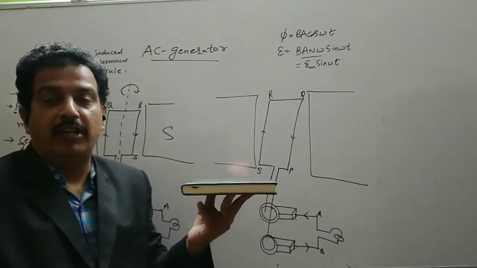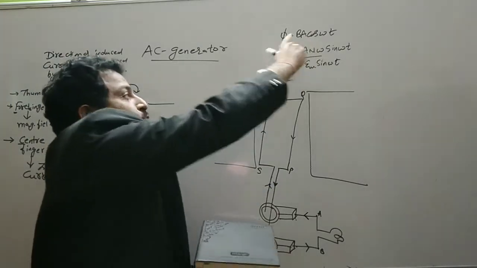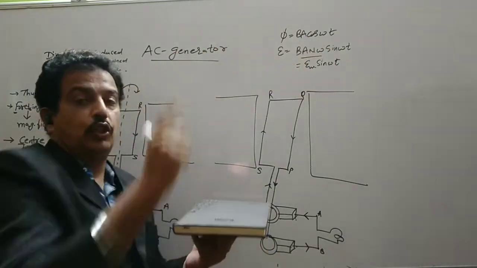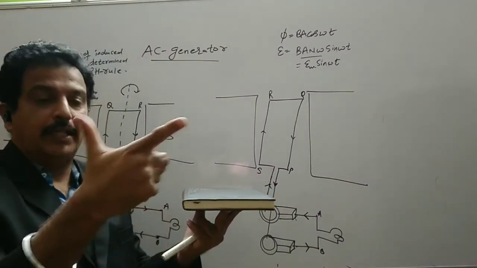The area vector and magnetic field are at 90 degrees. Cos 90 is 0, so flux is 0, and sin 90 is 1, so current should be maximum. Now let us apply the right hand thumb rule.